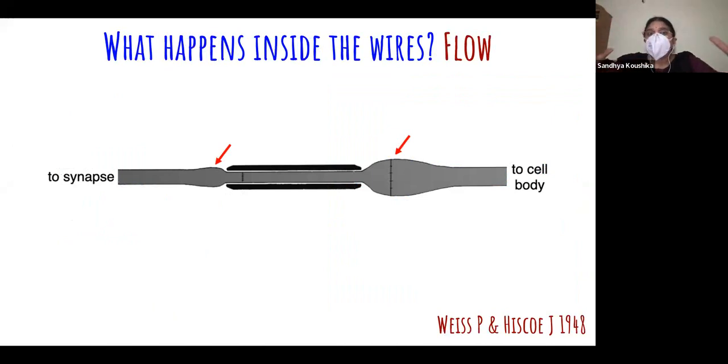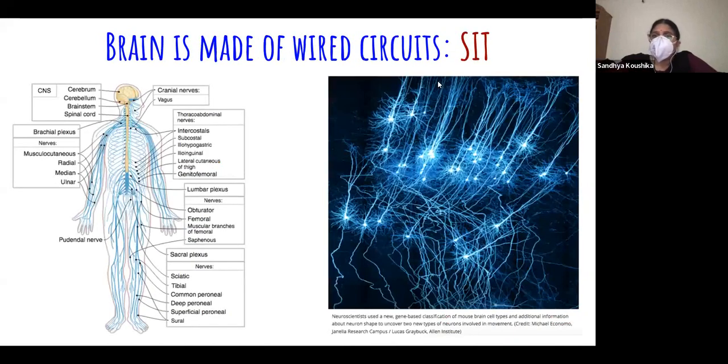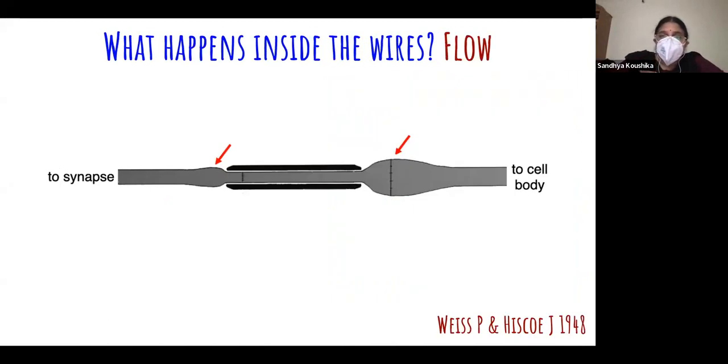Since I had told you that these neurons are so important and individual neurons are important, what does one neuron do? What happens in those long, thin processes that I just showed you, right? So there was this scientist called Paul Weiss who did a very beautiful experiment, and this is a picture from his paper that he published from that time. And he was interested in neurons.